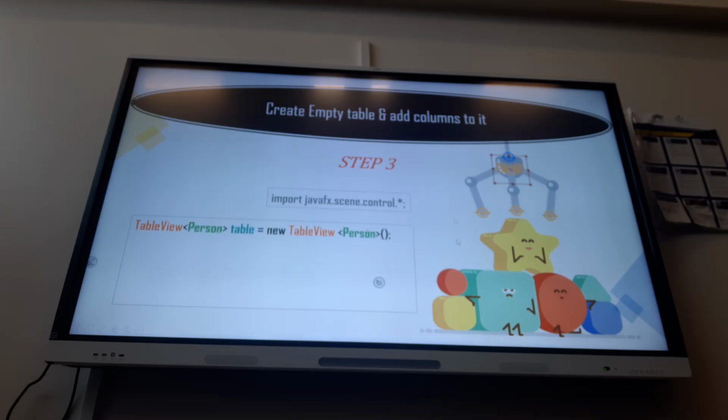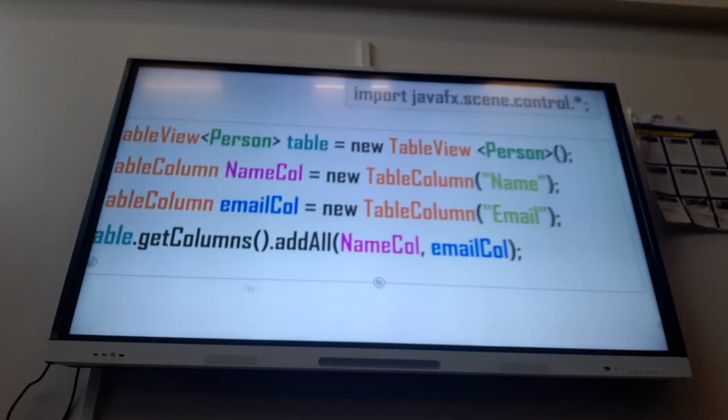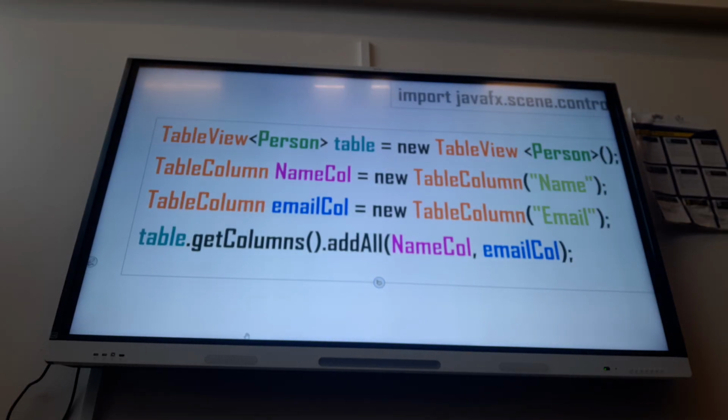Then I have step number 3, where I create my table view, and I create my two table columns. So the table view is of type person, and each table column is going to be entitled with either name or email. Then let's add one more to the family. Get columns, dot add or add all, depending on how many columns you have here. So name column is taken from the previous step, email column is taken from this step here.